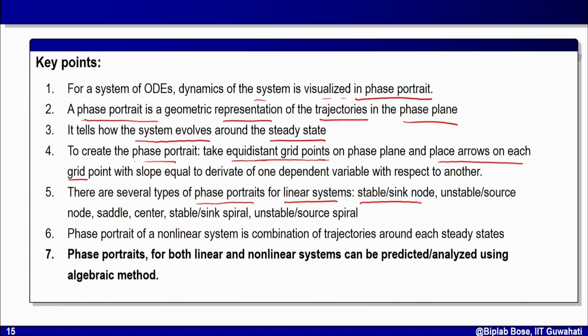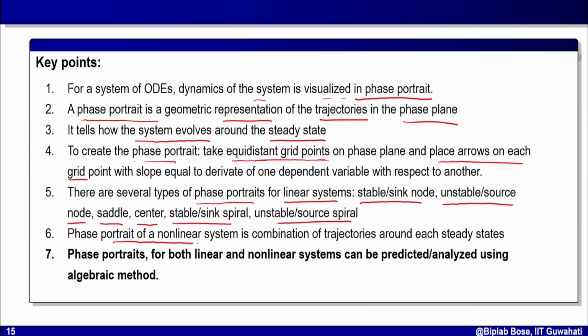Then we have discussed that there can be different types of phase portraits for linear systems. I can have a stable or sink node. I can have an unstable source node. I can have saddle type. I can have center. I can have stable sink spiral. I can have source spiral. These are essentially phase portraits for individual linear systems. I can consider the phase portrait for a nonlinear system as a combination of multiple phase portraits corresponding to each of the steady states. So the phase portrait of a nonlinear system is nothing but a combination of trajectories around each steady state.